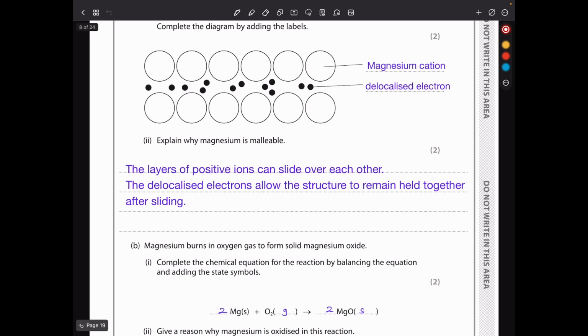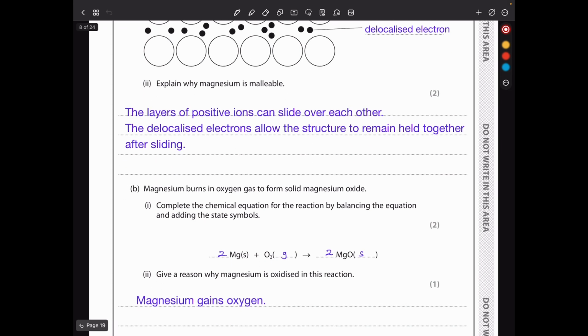Then explain why magnesium is malleable. It's malleable because when a force is applied, the layers of ions slide past each other and the electrons slide along, holding the structure together. So I say the layers of positive ions can slide over each other. The delocalized electrons allow the structure to remain held together after sliding.